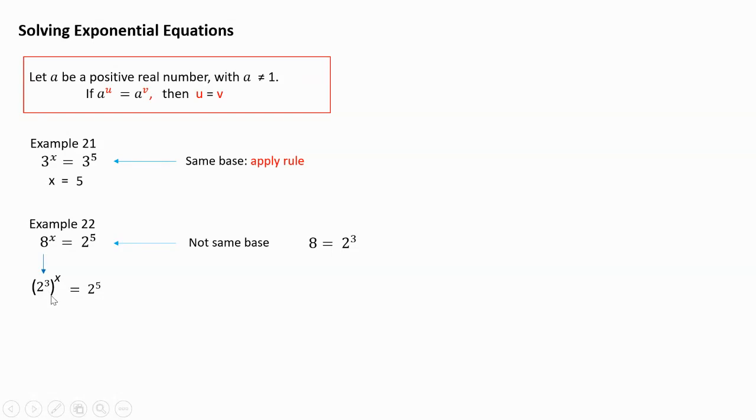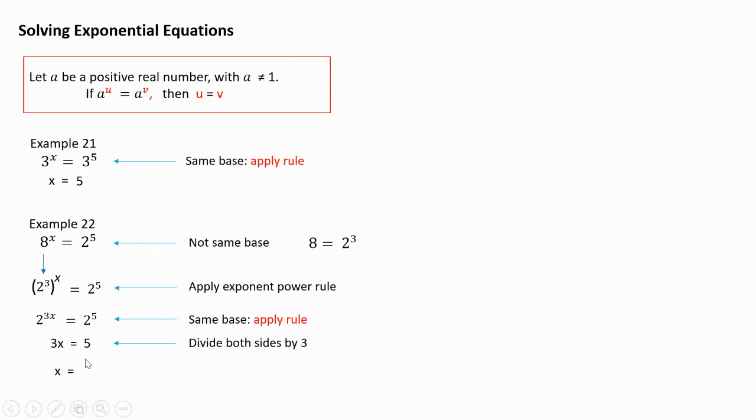Then we're going to apply the power rule. If you have a power to a power, we multiply the powers, or the exponent power rule. So it'll be 2 to the 3x equals 2 to the fifth power. Now we have the same base, so now we can apply the rule. The exponents must equal each other. So 3x equals 5. We divide both sides by 3, so x equals 5 over 3.